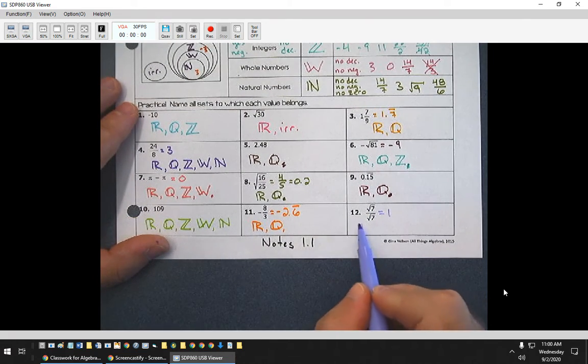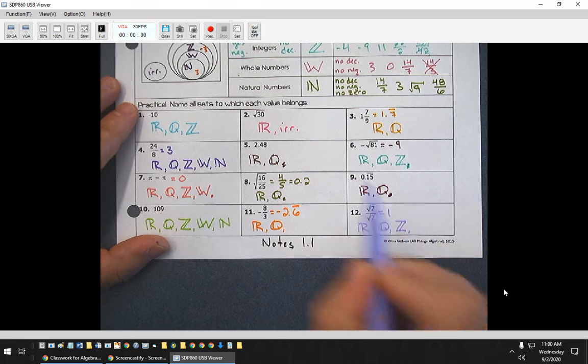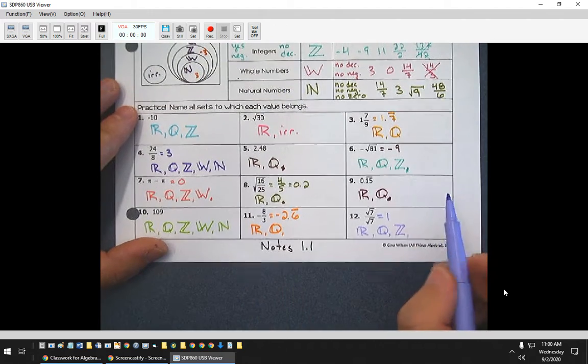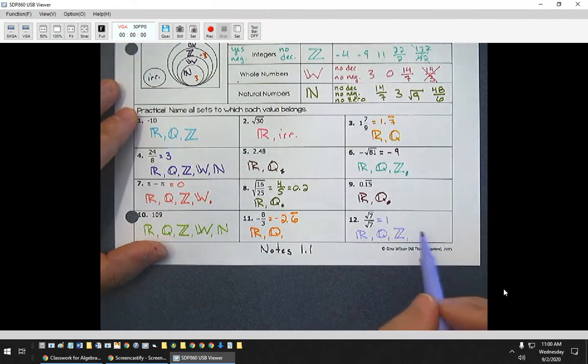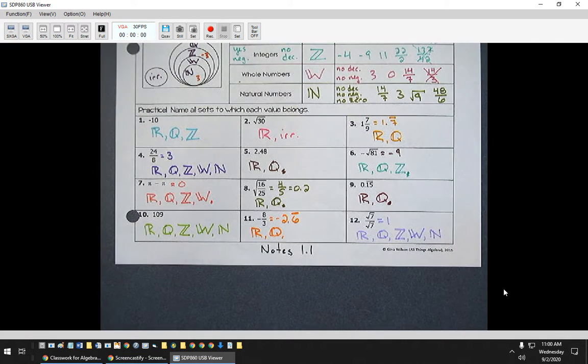So 1 is a real number. 1 terminates as a decimal, so that's a rational number. 1 doesn't have a decimal, so that's an integer. 1 fits in with the whole numbers. It's not a decimal, nor is it negative, so it's a whole number. 1 is not 0, so it's a natural, so everybody's on that list.